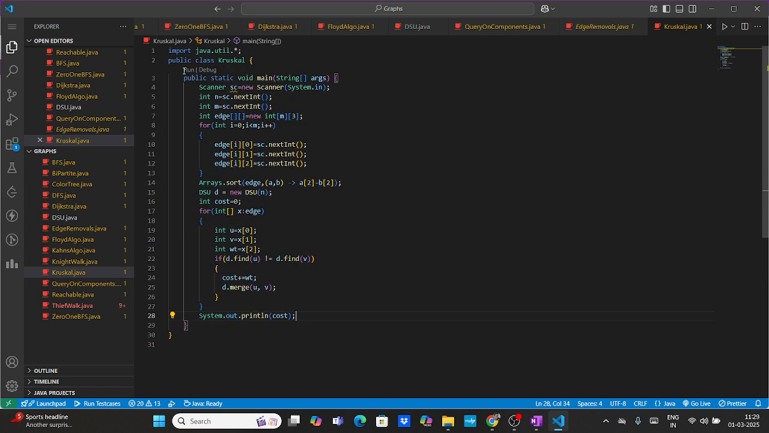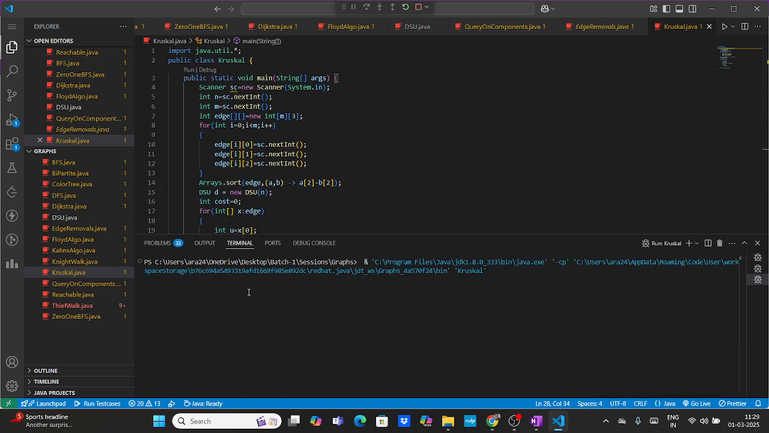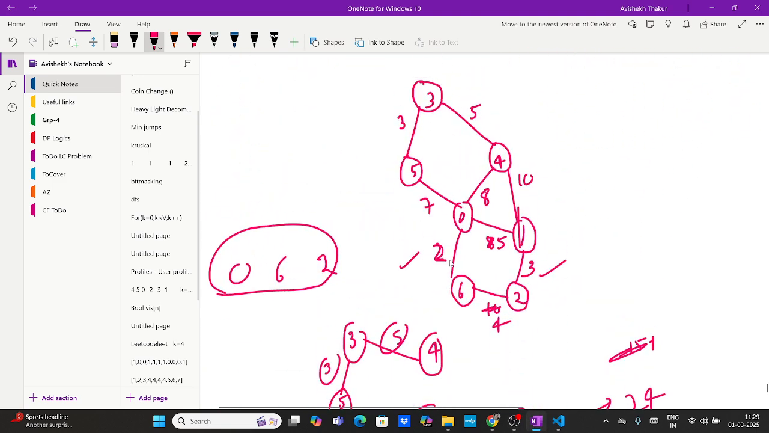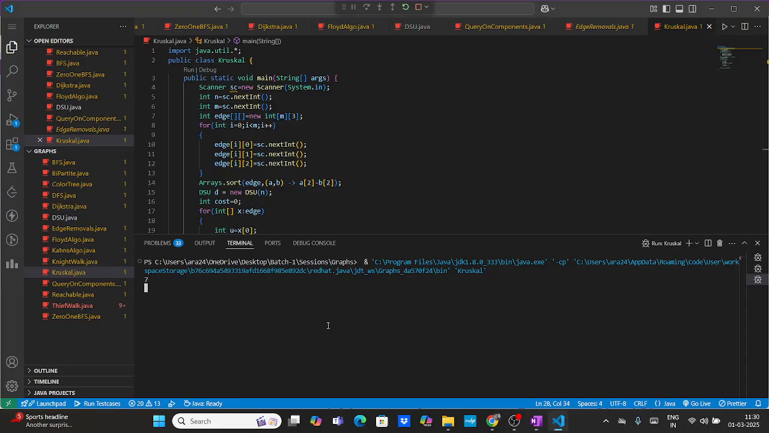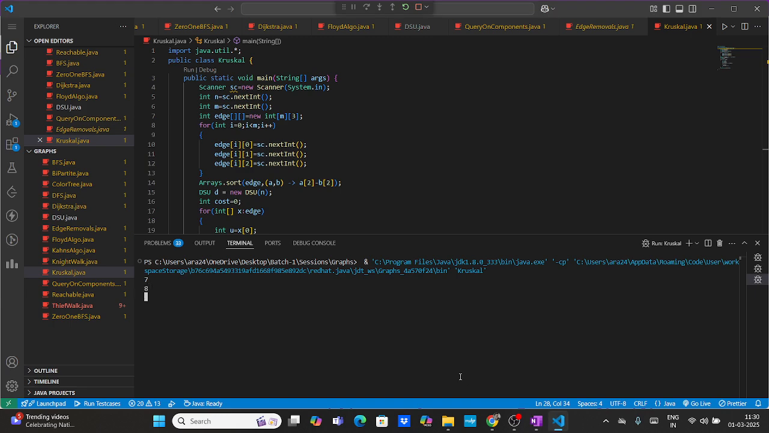So shall we run it? We shall take this graph itself. Okay, how many nodes? 1, 2, 3, 4, 5, 6, 7. There are 7 nodes. How many edges? 1, 2, 3, 4, 5, 6, 7, 8. There are 8 edges.